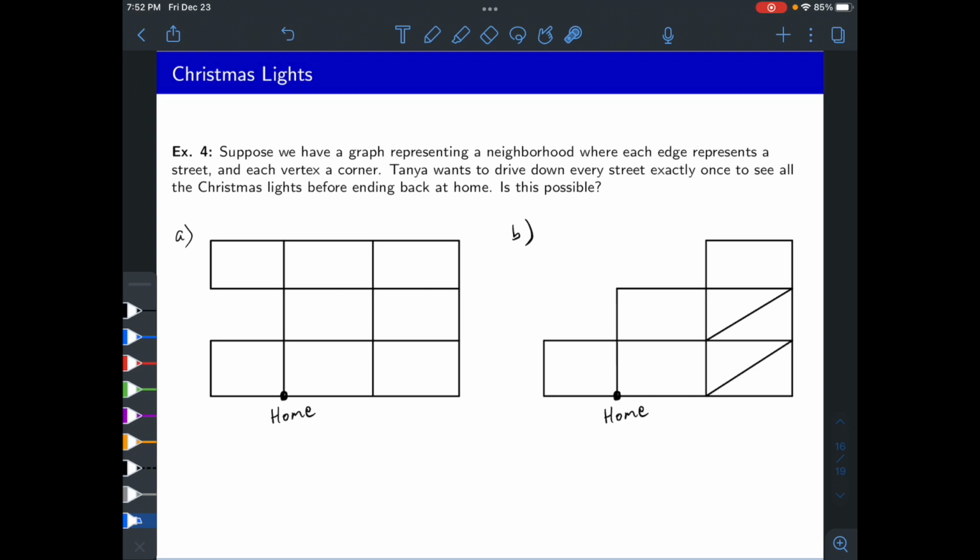Here's another application of this. Christmas lights. Let's say we want to drive down all the streets and look at the Christmas lights on all of them. So let's say we have a graph representing a neighborhood where each edge represents a street, and maybe we don't include the edge in the graph if that street doesn't have any Christmas lights. And each of the vertices is just a corner here. So let's say that Tanya wants to drive down every street exactly once to see all the Christmas lights before ending back at home. So is this possible?